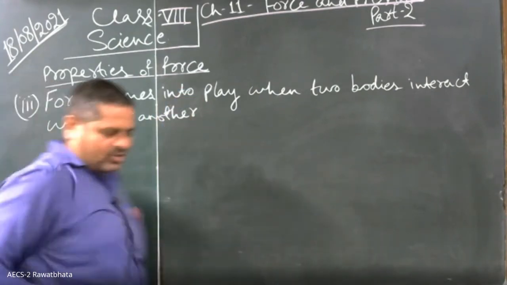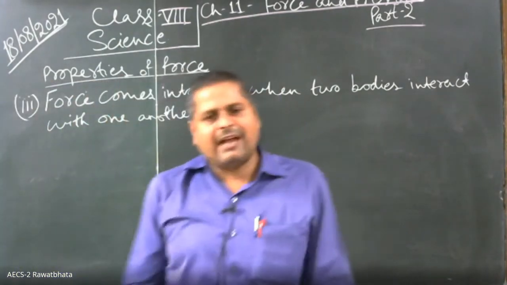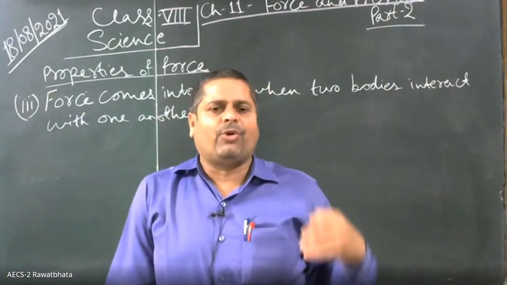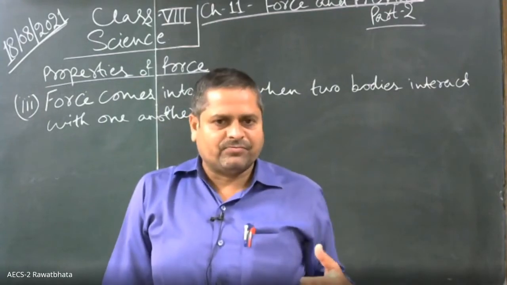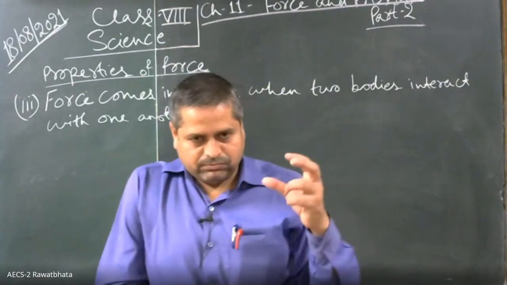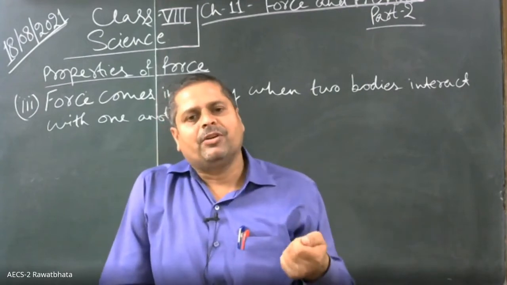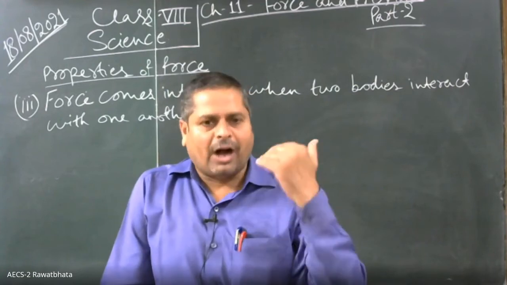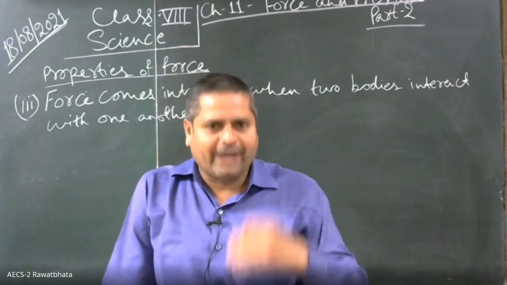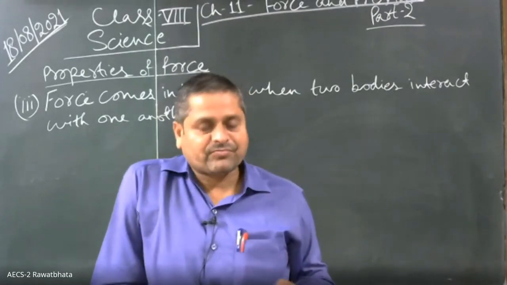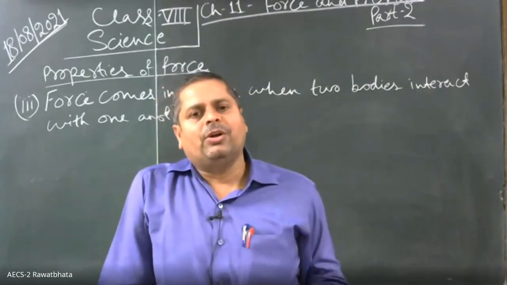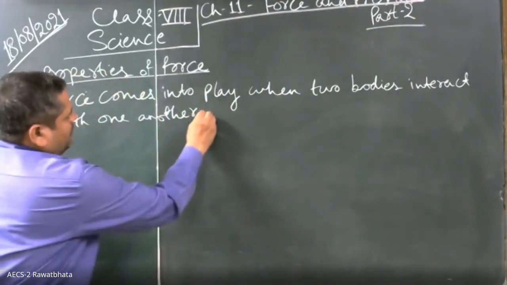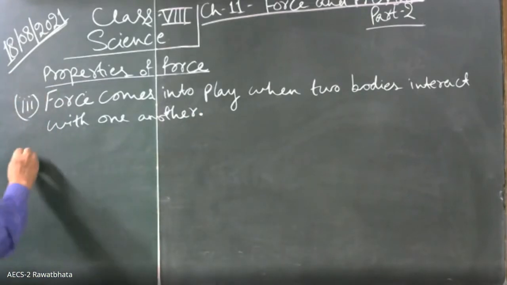Recall, children, yesterday we had seen that if two girls are playing by pushing one another, they are applying force to one another. Similarly, when a boy is pulling the rope tied to a cow, the cow is pulling the boy towards itself and the boy is pulling the cow towards himself. So they are interacting. Understood? Next point.